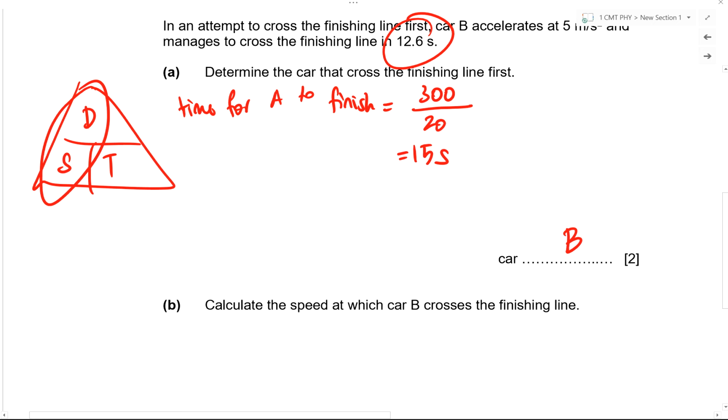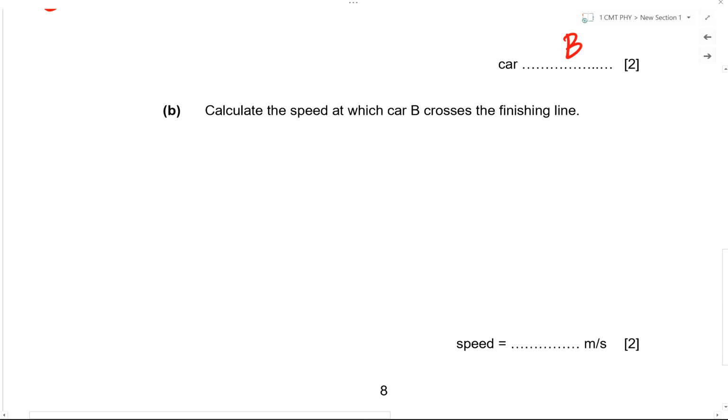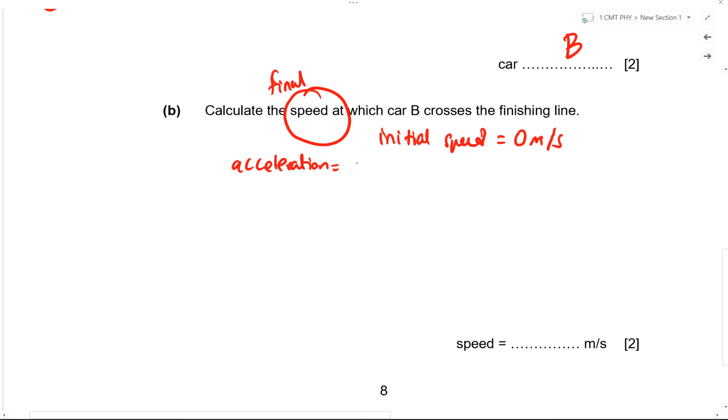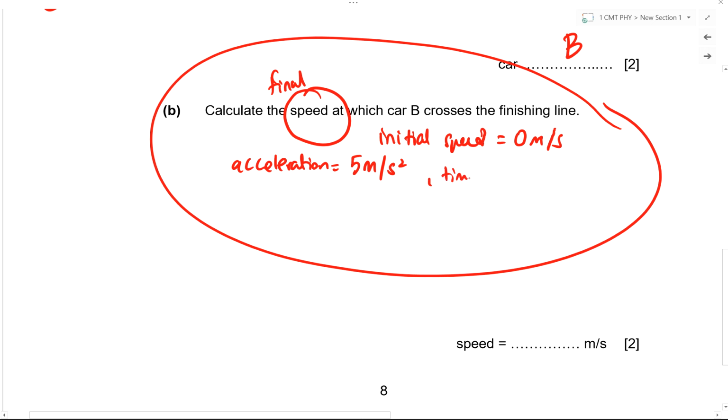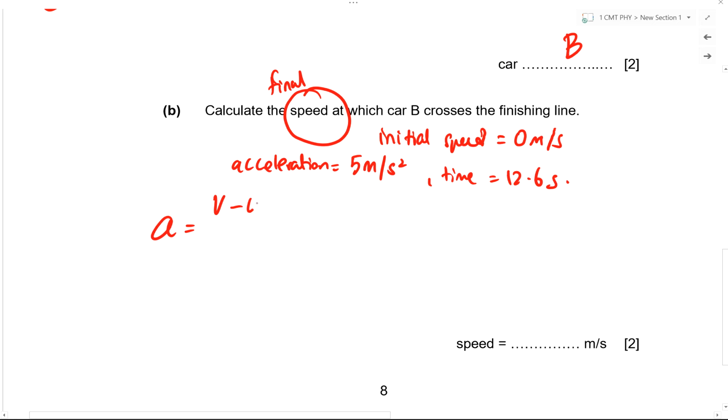So the next part, calculate the speed at which car B crosses the finishing line. What is the formula that links final speed? This is final speed versus initial speed, which we found was 0 meters per second. And then we've also got acceleration, which is, what was it? 5 meters per square second. What is the formula that links everything up plus the time? Equals to 12.6 seconds, right? Okay, so what formula links everything up? Acceleration. Is it the same formula as we used earlier on? Same one, right? So we say that A equals to V minus U over T.